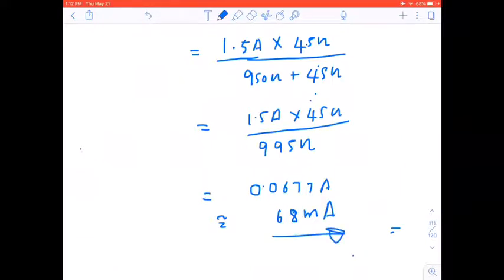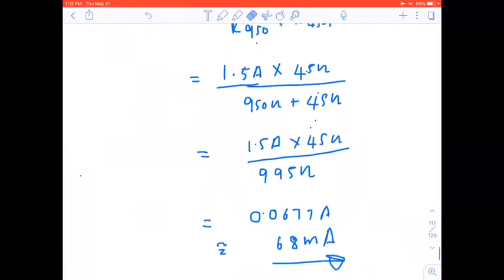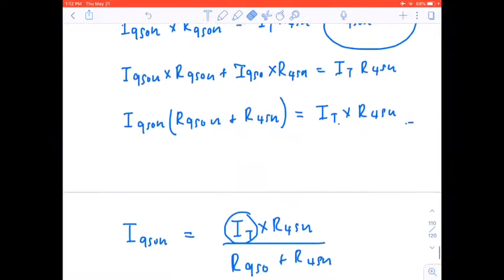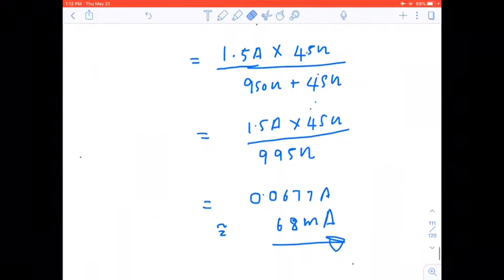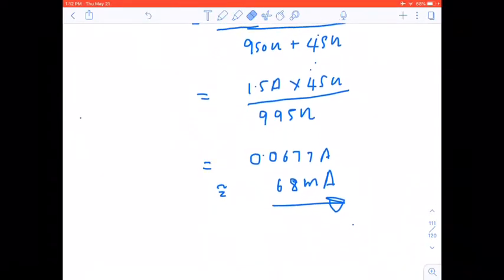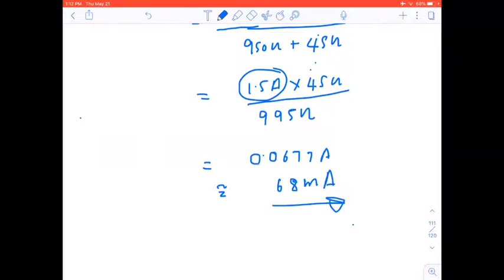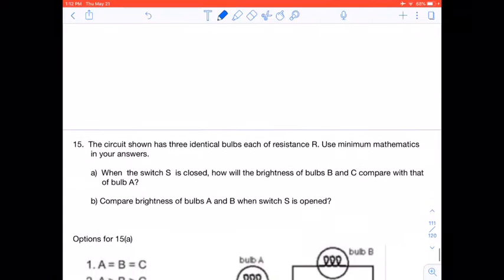Right, just use an alternative approach here, and you can see in this approach we didn't have to worry about what the voltage of the battery is, and as long as we knew what the maximum current was, we could then determine what current goes through the person. Okay, let's go to the next one.